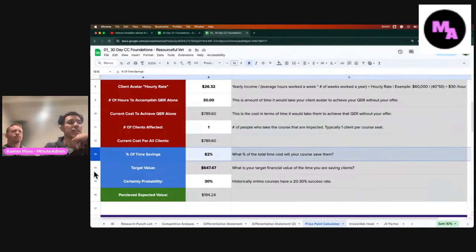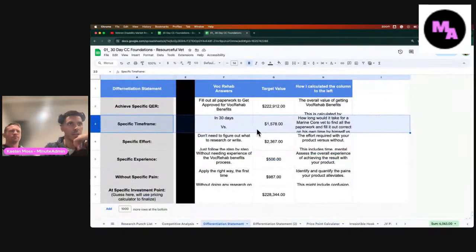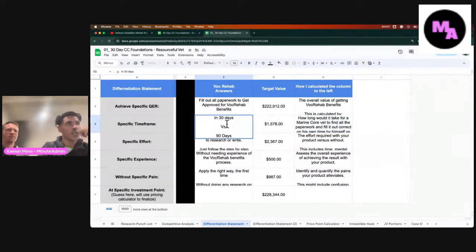So the percent of time savings, I think we went through this one. What percent of the total time cost will your course save them? I think we talked about this over here, which was, here's the thing. You said it took you a week, right? Mm-hmm. How long do you think it would take somebody who doesn't have your skill level of the VA benefits process, like understanding where all these forms are at? Probably like 90 days. Okay. 90 days to 6 months. We're never getting approved.